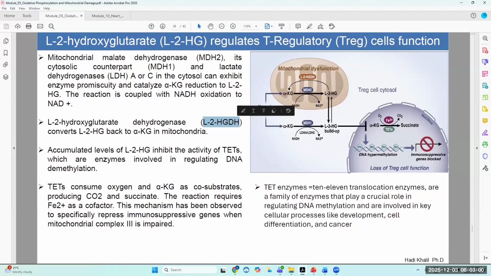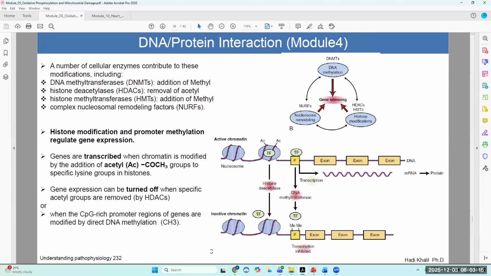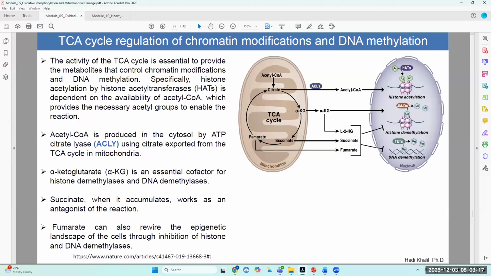Again, this is L2HG. If I give it to you in an exam, I will mention the whole name so you remember it. The alpha ketoglutarate as well. I'm not going to write it AKG. I will write all that. Now, if you study as a multiple choice format, the TCA cycle plays a role. And what do we have here? We have the acetyl-CoA and the alpha ketoglutarate. These are inducing the steps. And then we have the succinate and fumarate, which downregulate that.